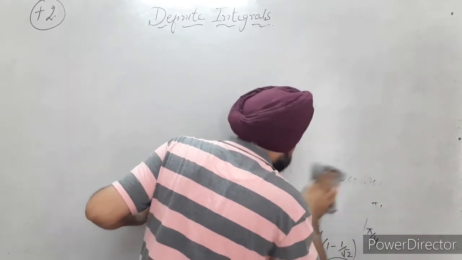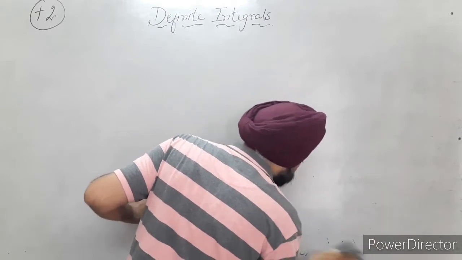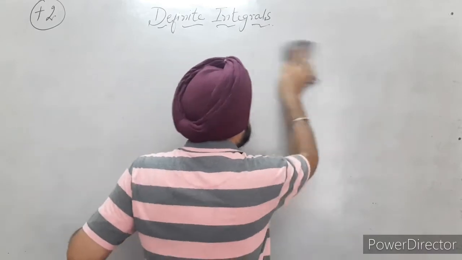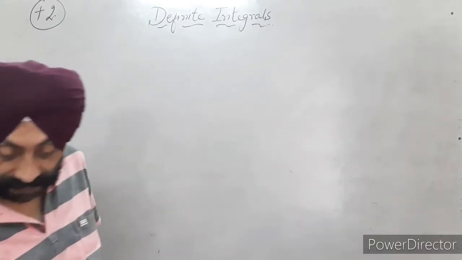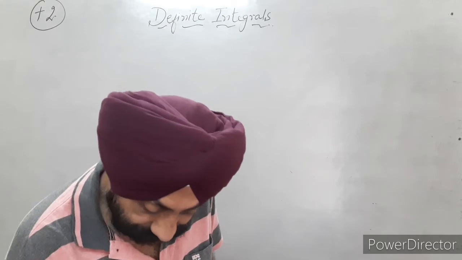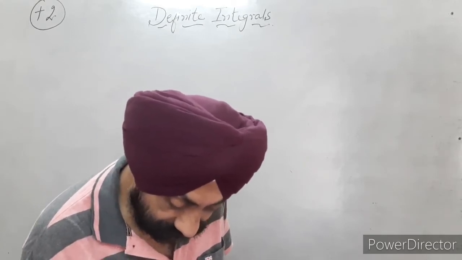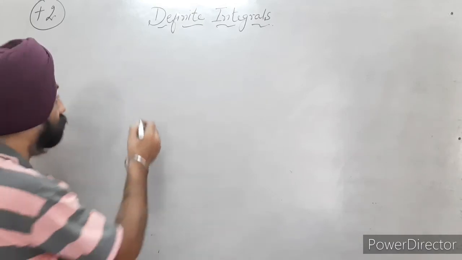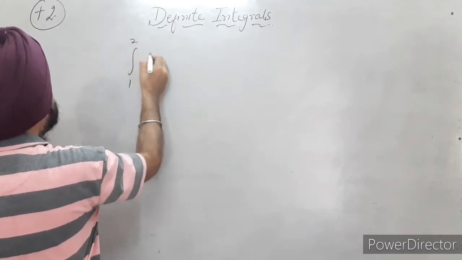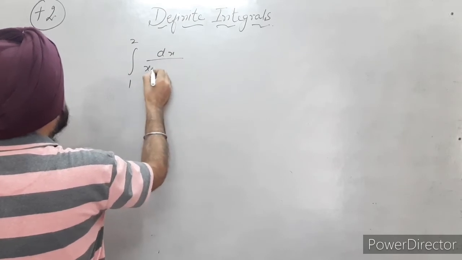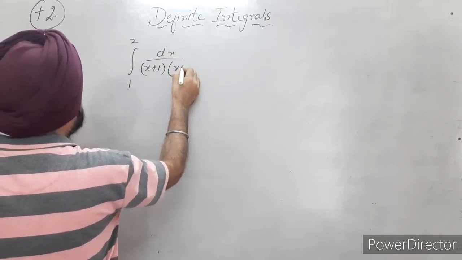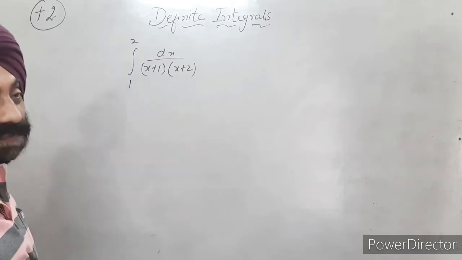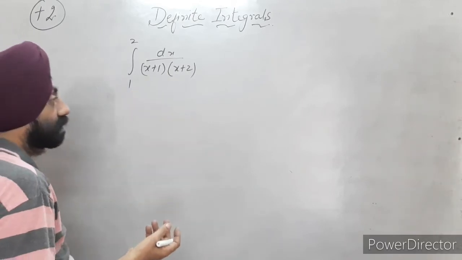My next question, I will use partial fractions to solve. I will solve one problem from that also. The question is the integral from 1 to 2 of dx upon (x plus 1)(x plus 2). This can be solved if I open the brackets. It becomes dx upon a quadratic.